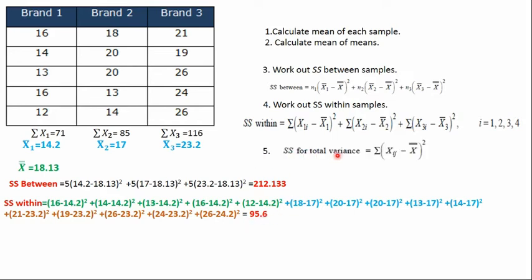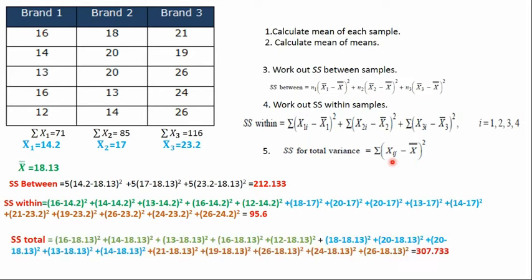Next step, SS for total variance, sigma x_ij. It means I have to take all the items from the first sample, all the items from the second sample and all the items from the third sample, and subtract the grand mean from each of these. Now, how to check? SS total: 16 minus 18.13, means we have to deduct the grand mean, and repeat this process for all the items. In this way, I will get the total variance for my table.